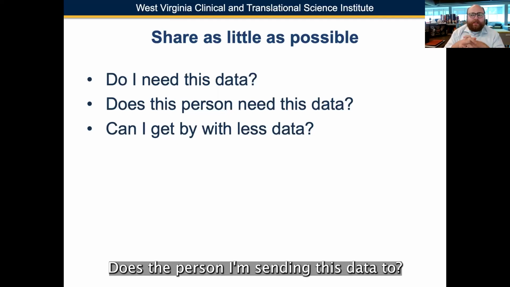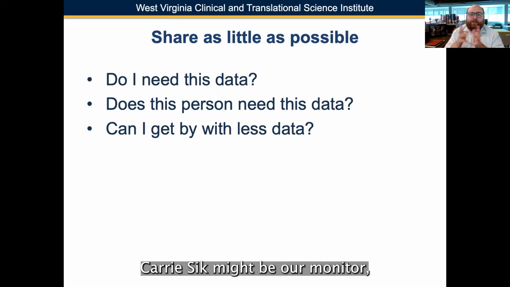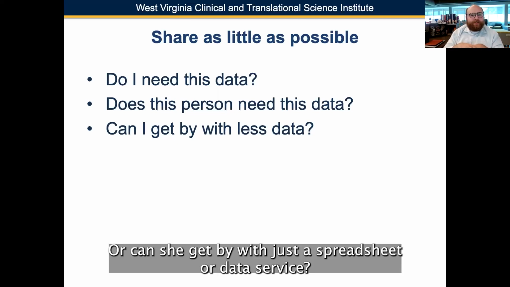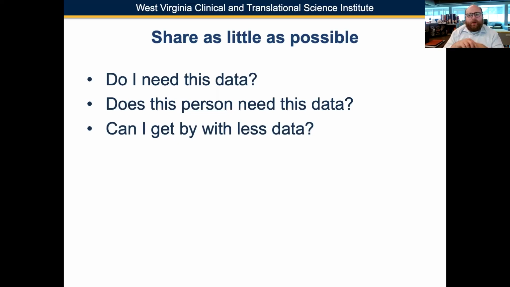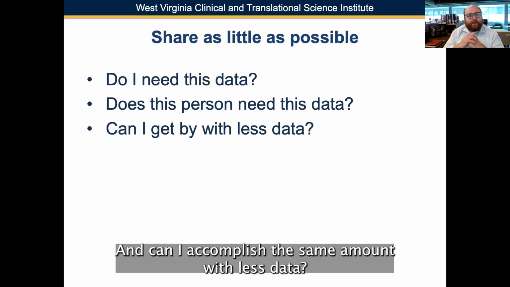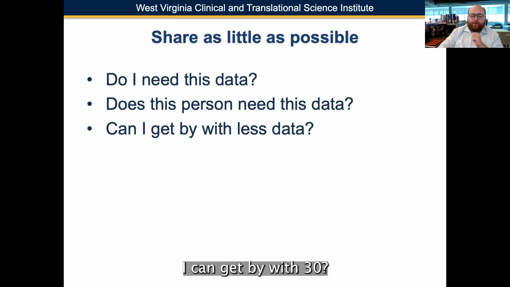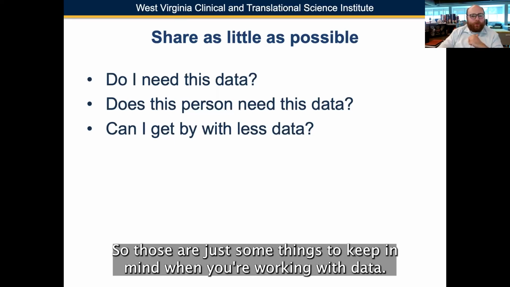Does the person I'm sending this data to, Carrie Seek might be our monitor, does she need full read and write access, or can she get by with just a spreadsheet or data service? And can I accomplish the same amount with less data? Do I necessarily need 40 variables when I can get by with 30? So those are just some things to keep in mind when you're working with data.